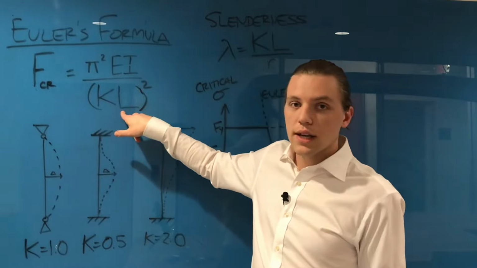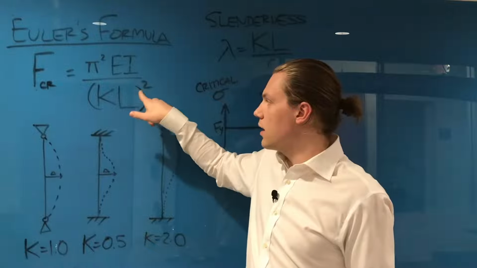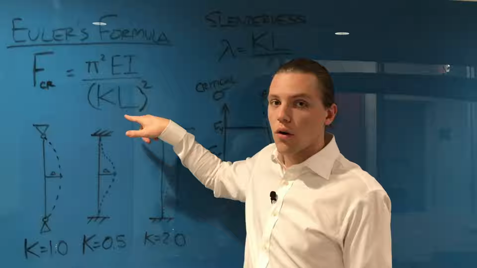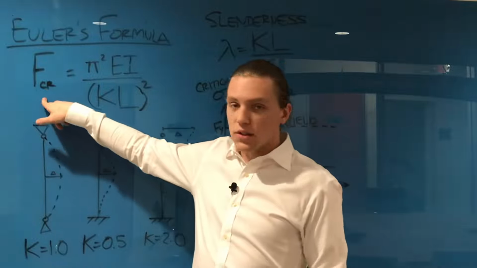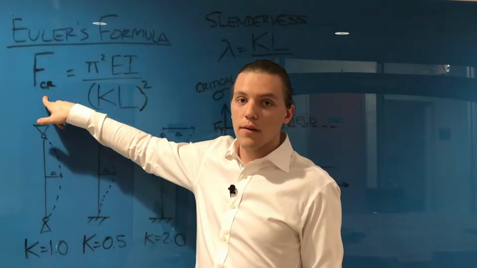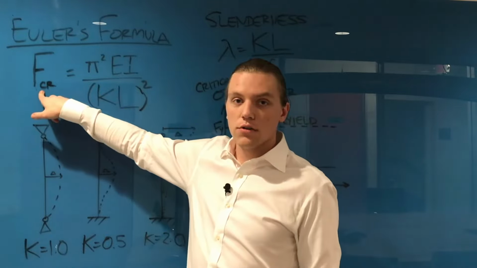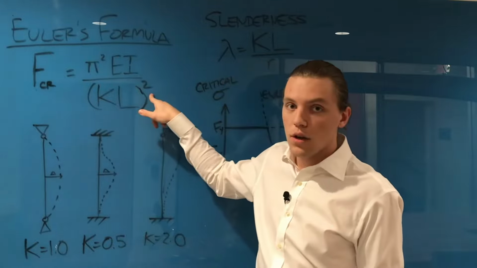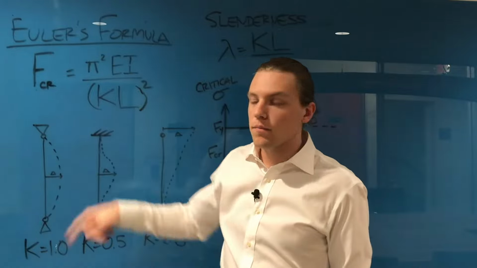So the main thing we see here is that L is the only thing that can really vary for a specific member, and it's a powered term. For example, if you increase your length by 2, you're decreasing your critical strength by 4, because this is a squared term. So this has a big impact on what your critical stress is going to be for buckling.